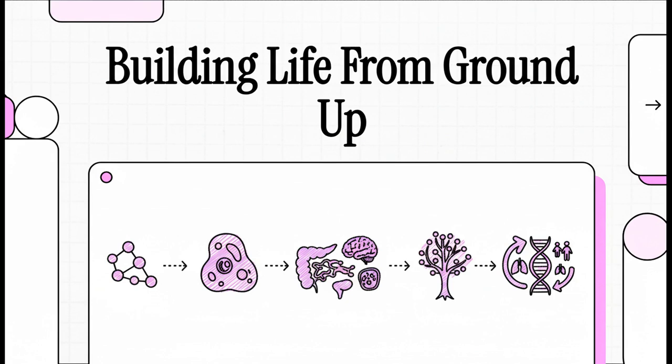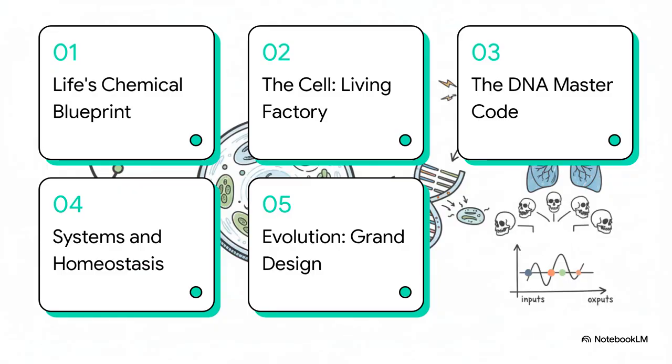So let's get started. So here's the game plan for today. We're going to start with life's chemical blueprint, the raw materials. Then we'll assemble those parts into the cell, our very own living factory. After that, we'll crack the DNA master code that tells the factory what to do. From there, we scale things up to systems and homeostasis. And then finally, we'll take a step back and look at evolution, the grand design behind it all.